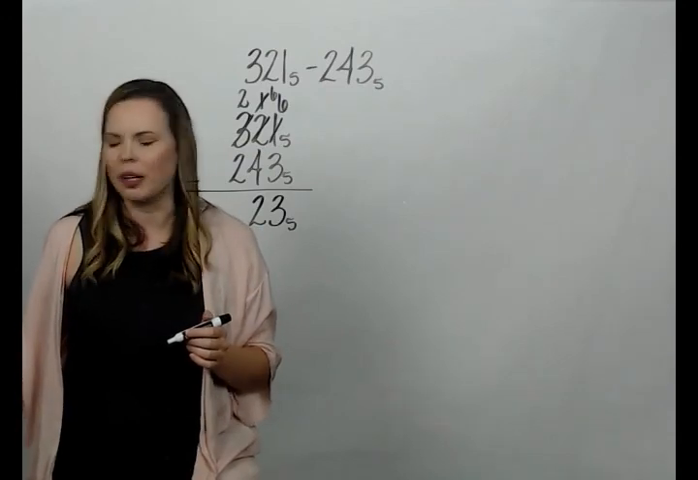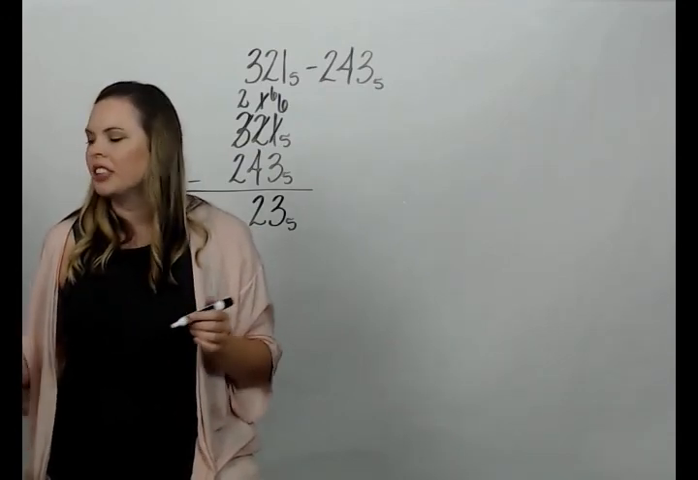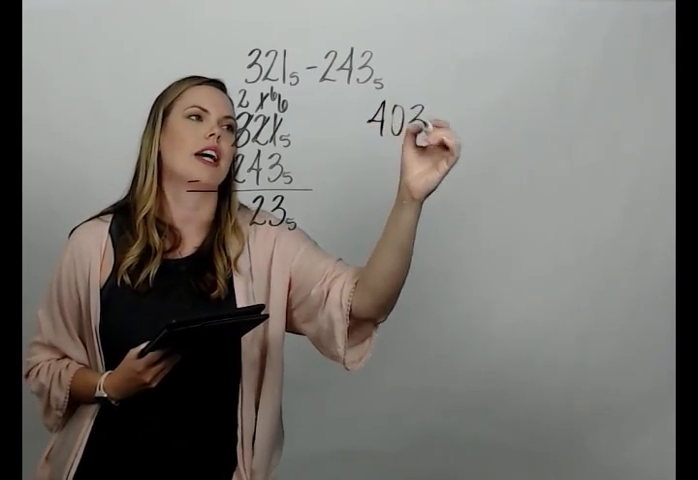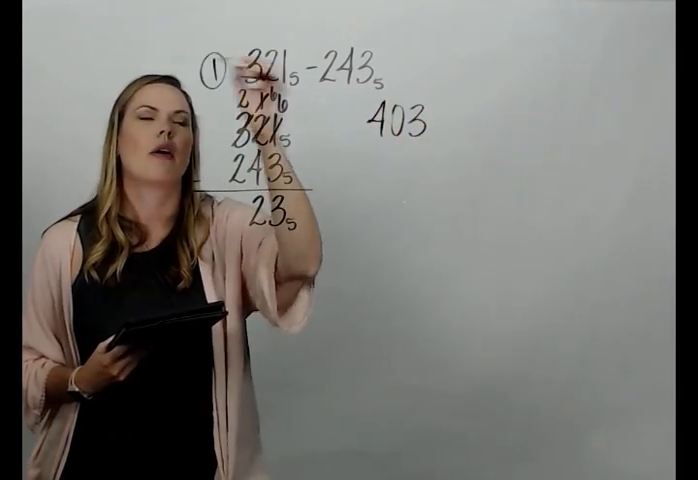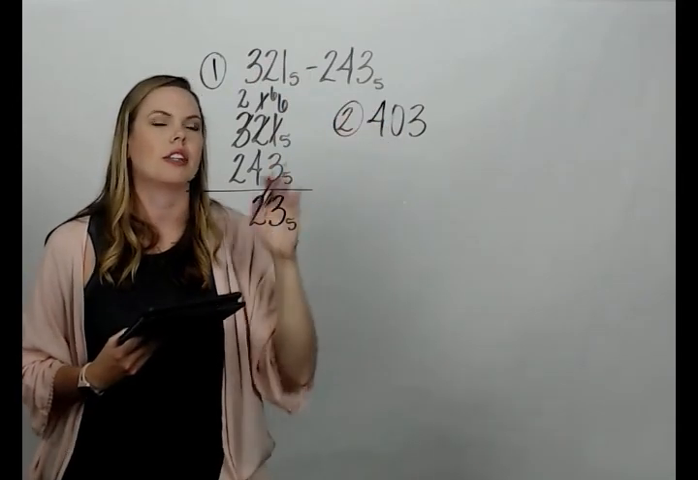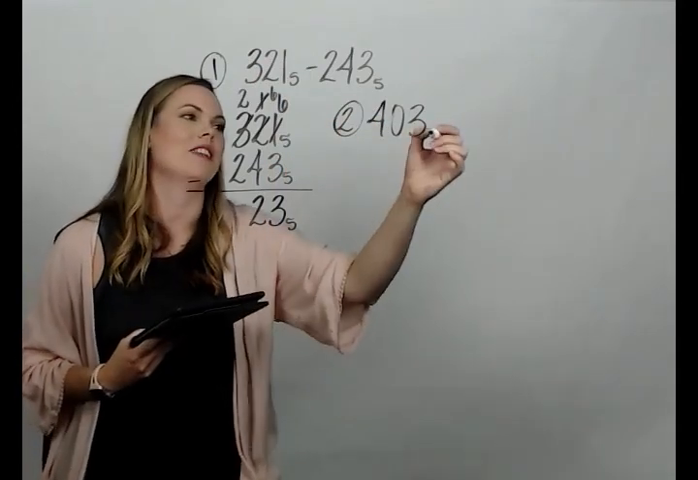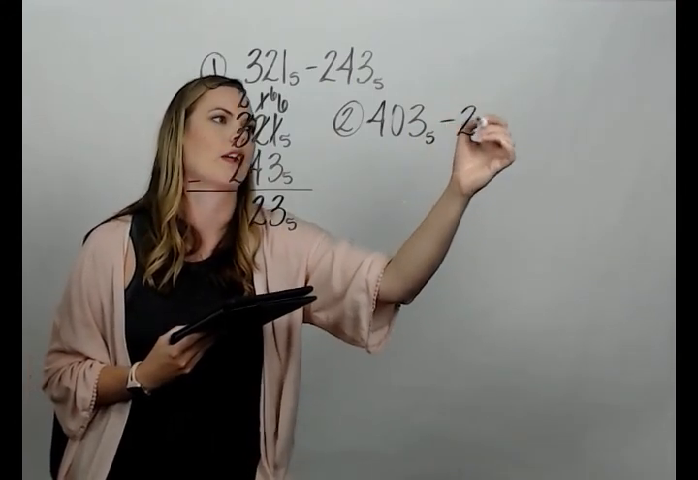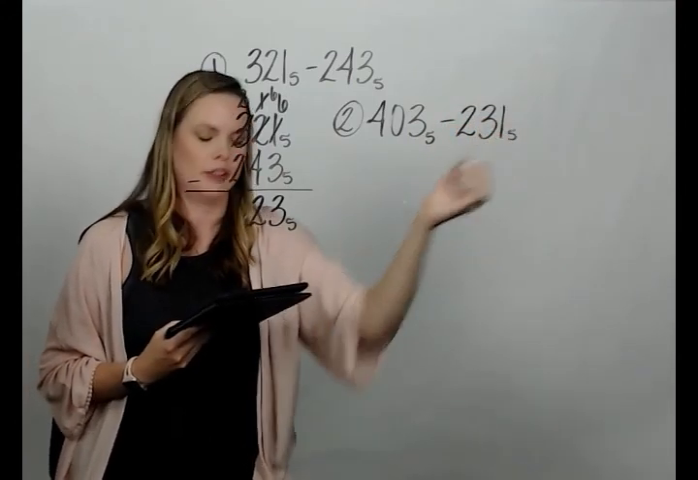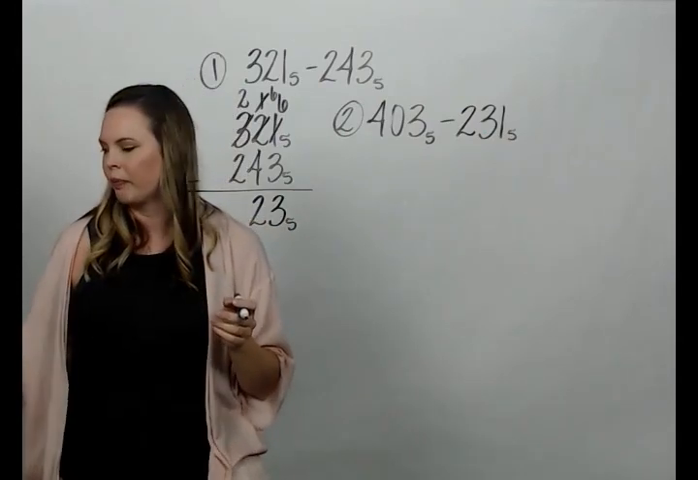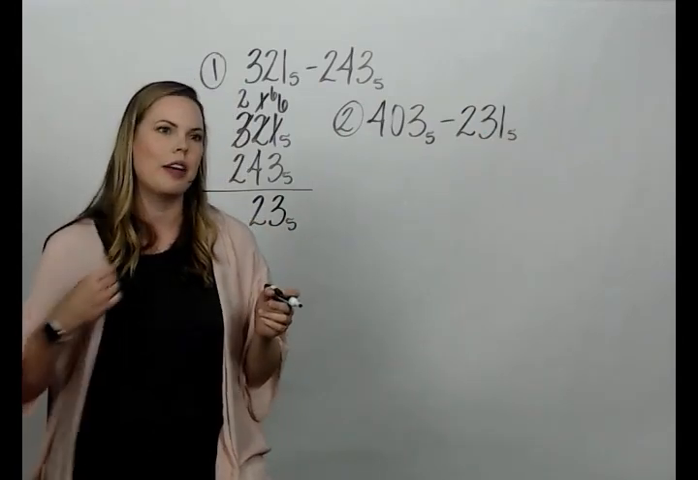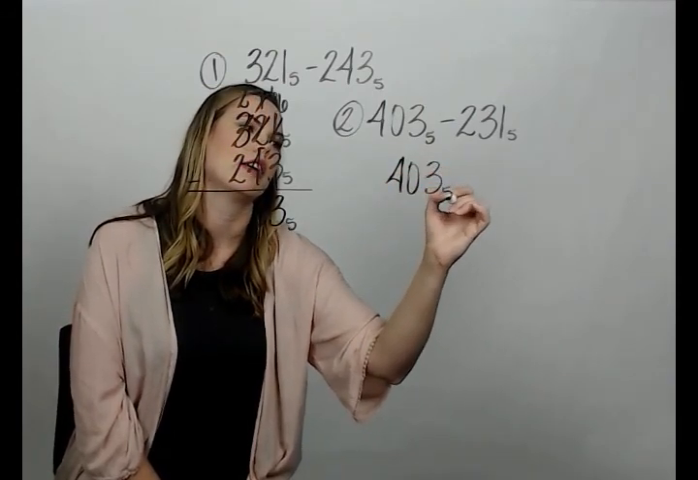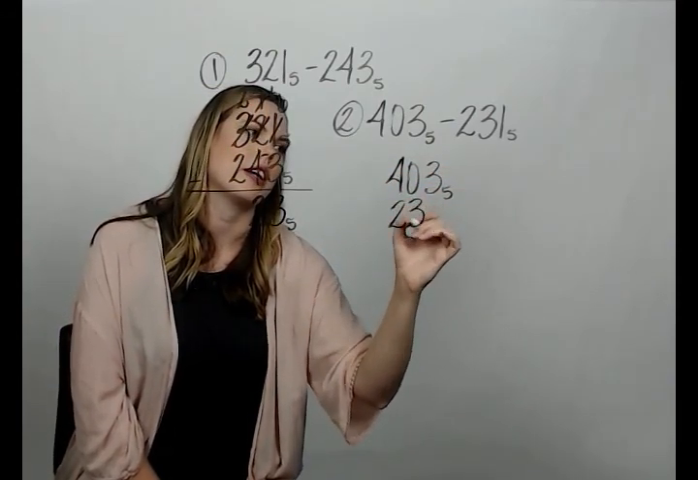Let's do another one. Let's do 4, 0, 3. When we say numbers in other bases, we say them just as digits. So you hear me say 4, 0, 3, base 5 minus 2, 3, 1, base 5. So I'll set this one up, stack them vertically, keep our place values lined up.